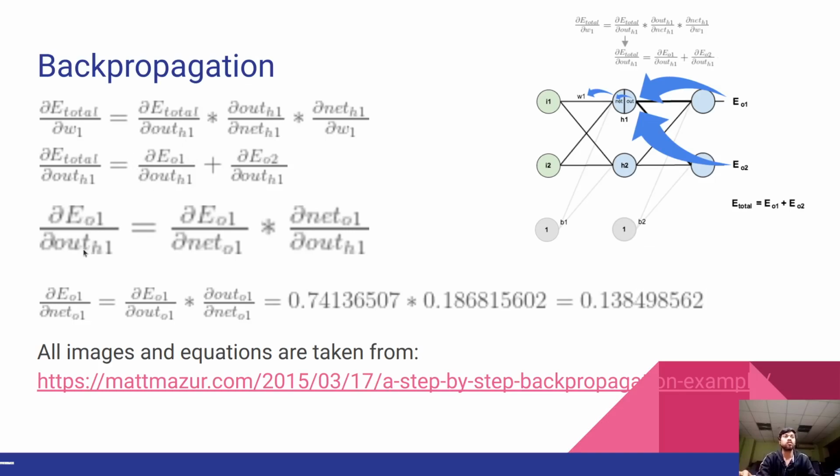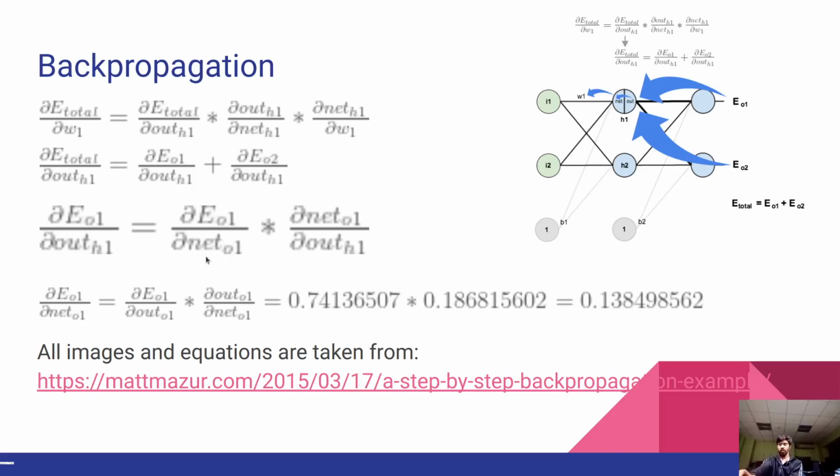E01 with respect to out H1. How can you calculate this? Error O1 with respect to net O1, and net O1 with respect to out H1. You can do anything here. Error O1 with respect to, you can say, out H1, then out H1 into net O1, or also out O1 into net O1, anything.